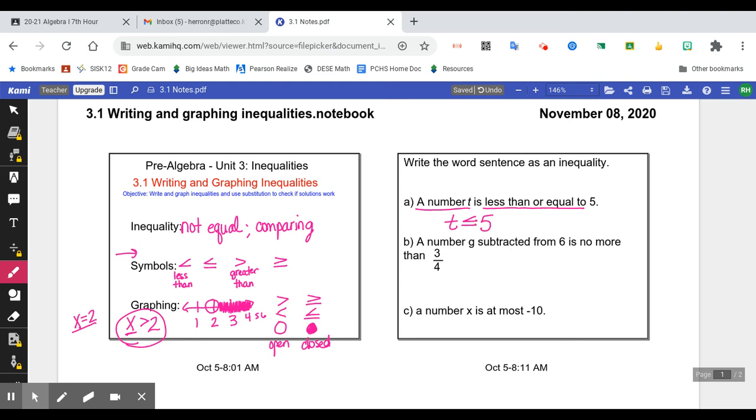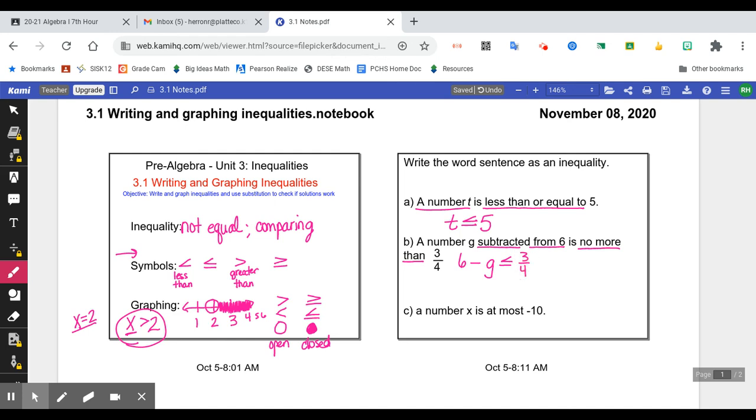Okay, let's go to the next one. A number g subtracted from 6. So g is being subtracted from 6, then 6 has to go first, and we subtract g from it. Is no more than. So if it's not more than, it has to be less than or equal to. And then we have 3/4.